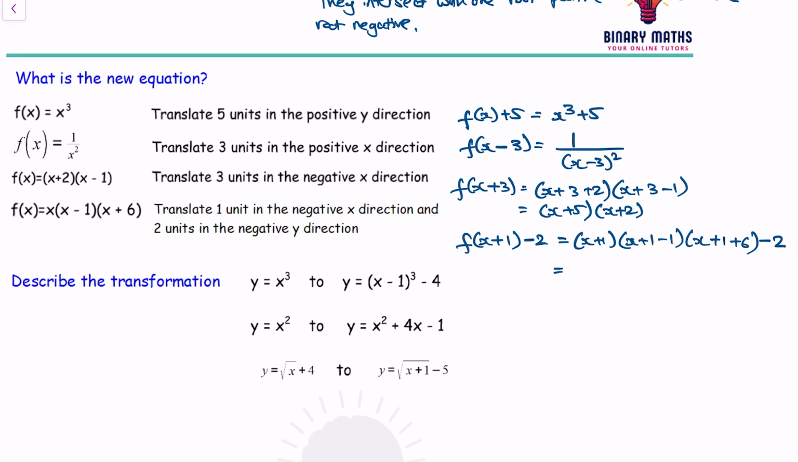If I simplify this, the second bracket becomes x. The first bracket is x plus 1. And the third bracket is x plus 7. Take away 2. Now we won't expand and simplify, we'll just leave it in this form.